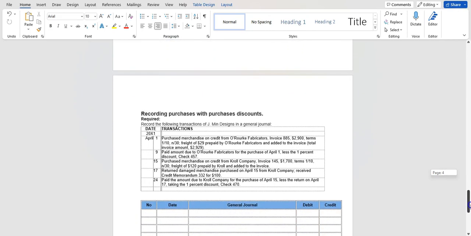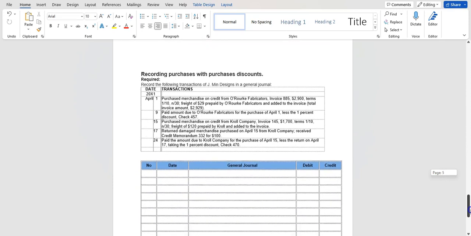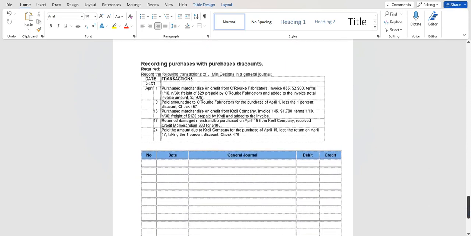Okay, this next one says recording purchases with purchase discounts. So let's move to these purchase discounts. Purchase discounts, as we mentioned in our slides, are given to customers or buyers when they make their payments earlier. They're used to encourage buyers to pay earlier.